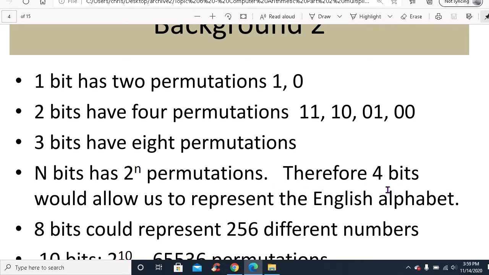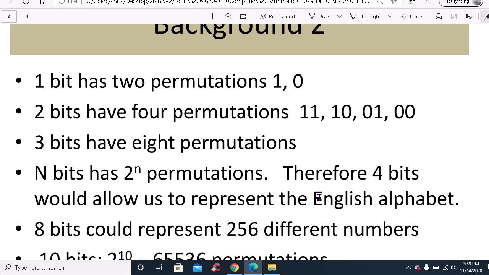And therefore 4 bits would easily allow us to represent each and every element of the English alphabet, all alphabetical characters. And I think I'm right in saying that there are exactly 26 characters in the English alphabet. But there are more characters. There's punctuation marks, special characters like the percentage sign, the forward slash and the backward slash, and the sign for division, and so on and so on.